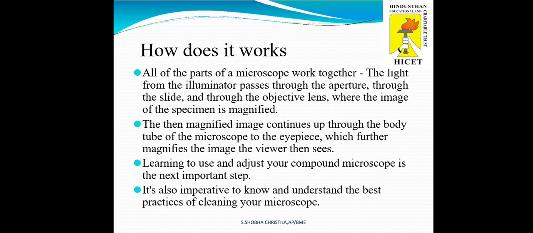How does it work? All the parts of the microscope work together. The light from the illuminator passes through the aperture, through the slide and through the objective lens where the image of the specimen is magnified. The magnified image continues up through the body tube of the microscope to the eyepiece, which further magnifies the image the viewer then sees. Learning to use and adjust your compound microscope is the next important step. It is also imperative to know and understand the best practices of cleaning your microscope.